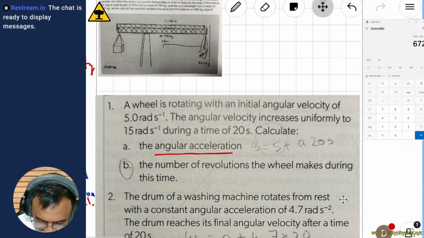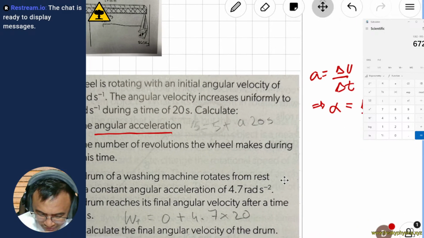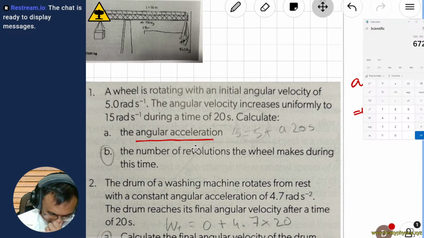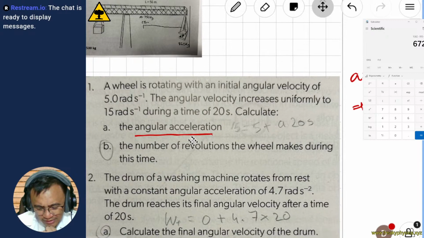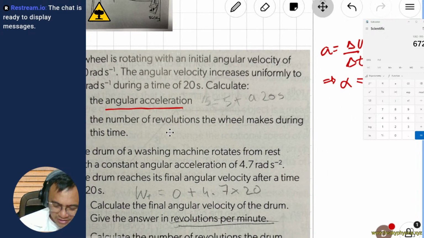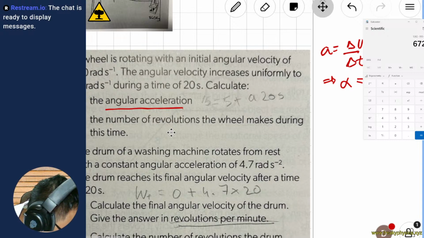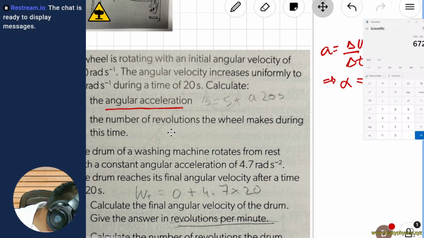Number of revolutions that it makes during this time. Okay, how many revolutions does it take during this time? This is where it becomes a bit tricky, but only if you don't recall something. There is an equation that relates velocity, acceleration, and, well, not rotation, distance. In other words, we're gonna have to go to Suvat, right? What's the equation?